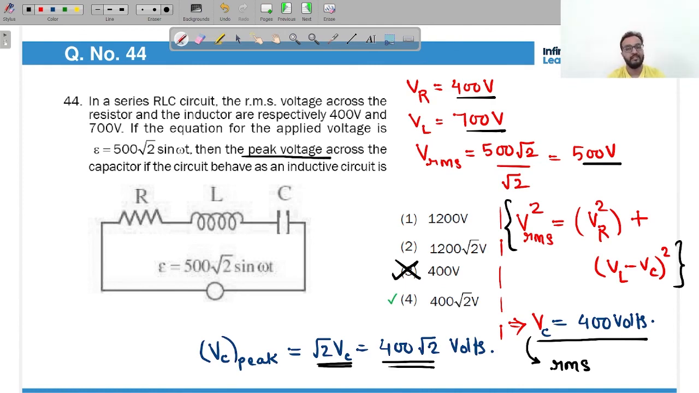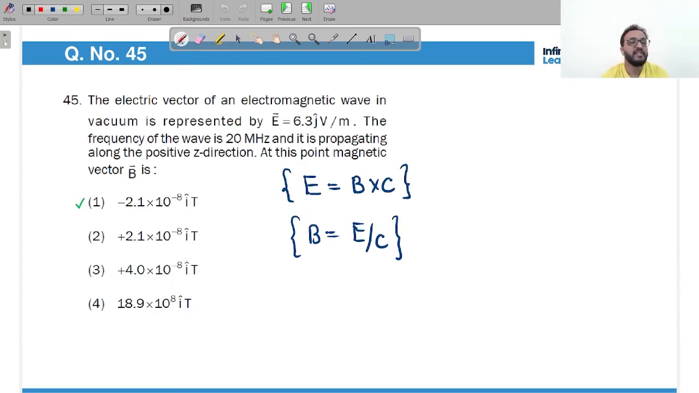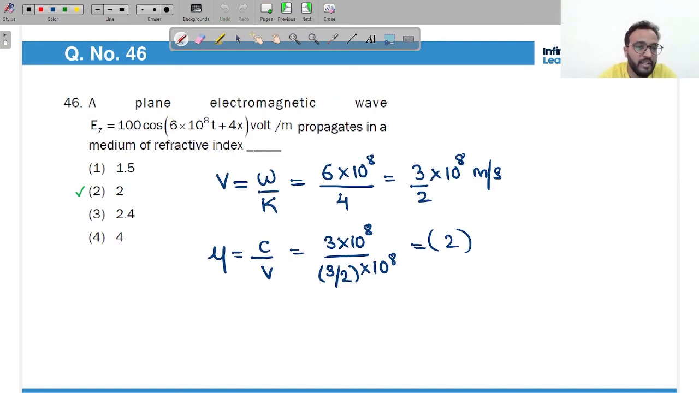Yes? Very good. The electric vector of an electron, see this is the relationship. Electric field magnitude E naught is equals to B naught into C. That's all. So if they ask you what is B naught, it is E naught by C. C is the speed of light in air or vacuum.